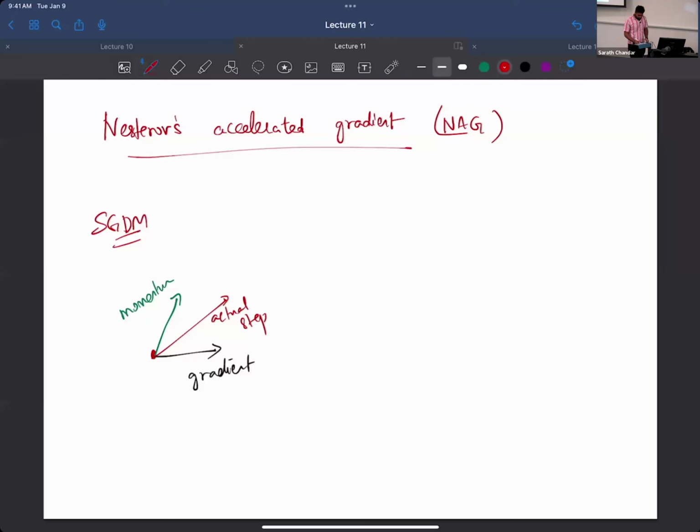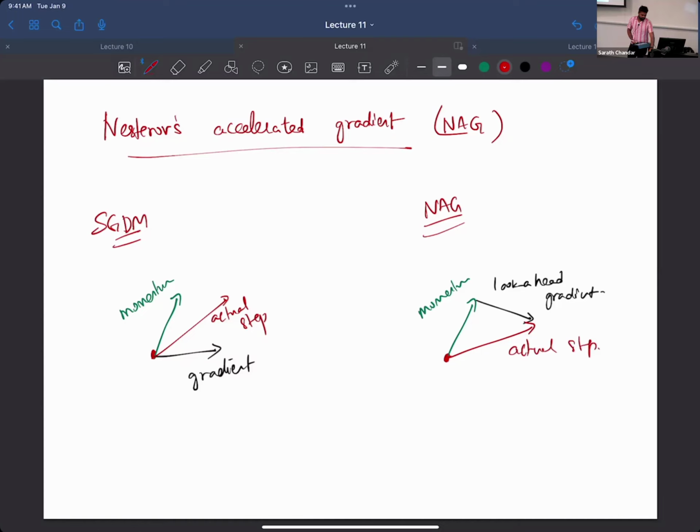Okay, so the way in which NAG works is you are here and this is your momentum. Now instead of computing the gradient at the red point, I will compute my gradient here. This is my look ahead gradient. Then the actual step, this is going to be my actual step. Is that clear?